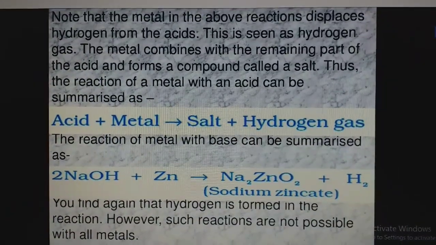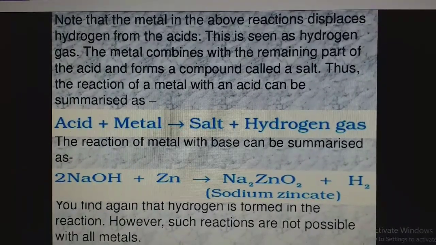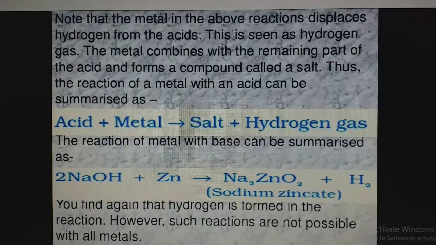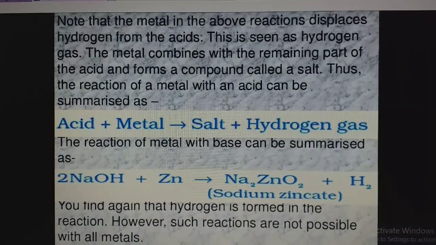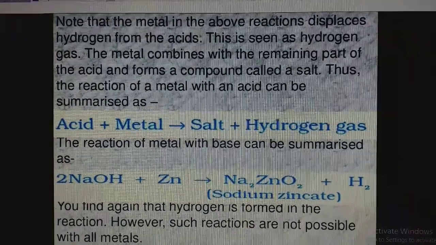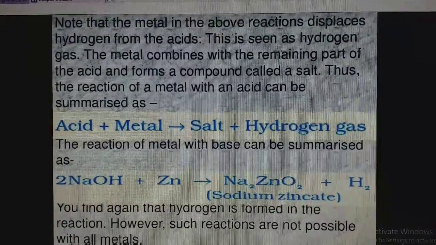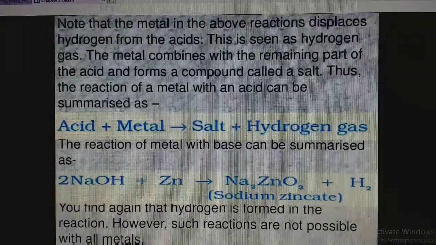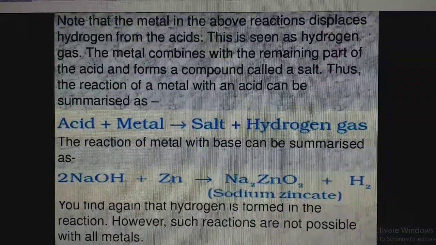Now coming to metal with base. You take the same zinc granule and introduce NaOH. In that you get sodium zincate, and again hydrogen gas is liberated. However, such reactions are not possible with all metals because metals differ from one another in their characters, in the sense of chemical properties.